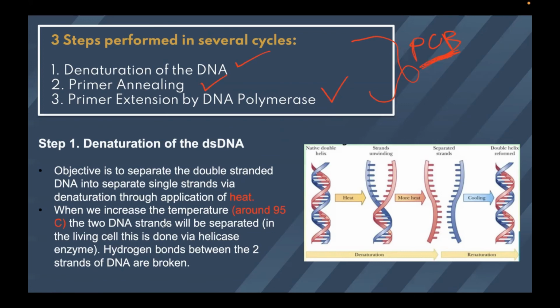Pakitandaan at pakitake note. In step number 1, the denaturation of your double-stranded DNA. Yung D is double-stranded, ha. The objective is to separate the double-stranded DNA into separate single strands via denaturation through the application of heat. When we increase the temperature to around 95 degrees Celsius, okay, pakitandaan, heat, and then 95 degrees Celsius, the 2 DNA strands will be separated. In the living cell, this is done via the helicase enzyme. Hydrogen bonds between the 2 strands will be broken.